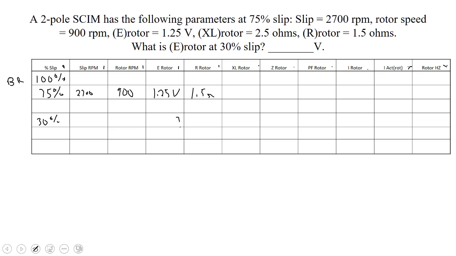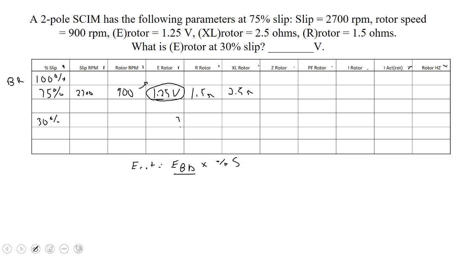Okay, oh, did I miss XL? XL is 2.5. So we actually aren't even going to need the resistance or the XL to answer this question. We're going to convert the value that we need, which is the voltage, to figure out what its voltage is at 100% slip, or blocked rotor. So to do that, let's write out the normal formula. We know that the rotor voltage is proportional to the percent slip. So E of the rotor equals E blocked rotor times percent slip.